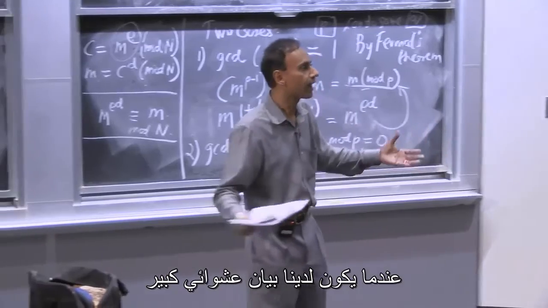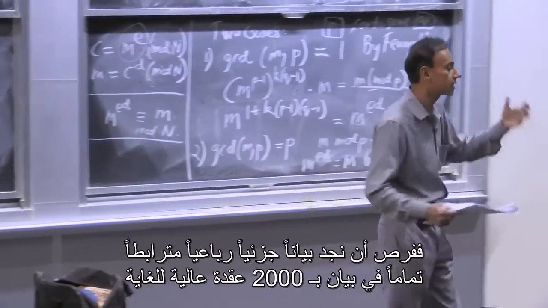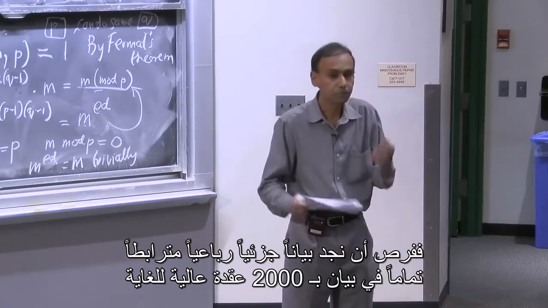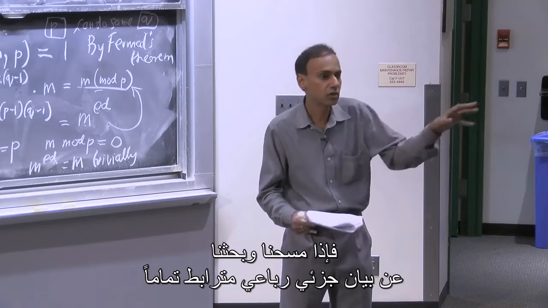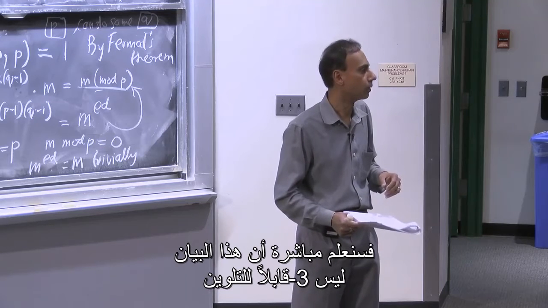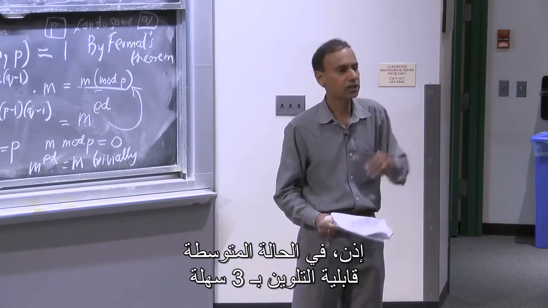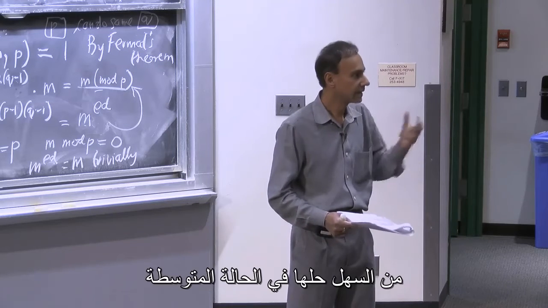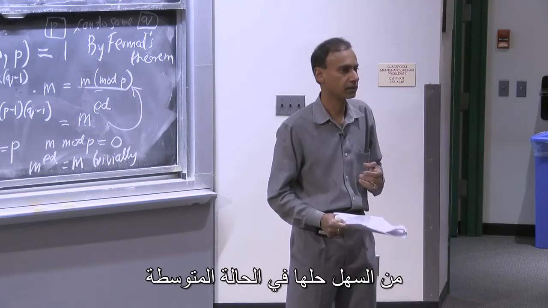When you have a random graph that's large, the chances that you're going to find a fork leak in a 2,000 vertex graph is pretty high. And so if you just scan and look for a fork leak, instantly you know that this graph is not three-colorable, right? So in the average case, three-colorability is easy. It's easy to solve in the average case.